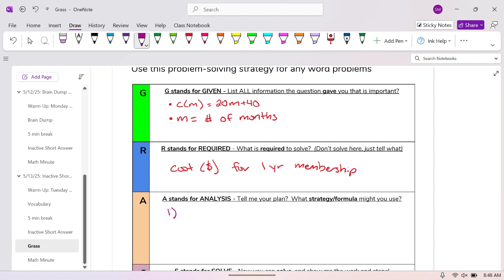So let's think about it. We're given the function, and we're told that M is equal to the number of months per membership. We're trying to find the cost in dollars for 1 year of membership. So first off, do the units match? In our function, what type of units is being used? In terms of time, what's the unit for the function? Months.